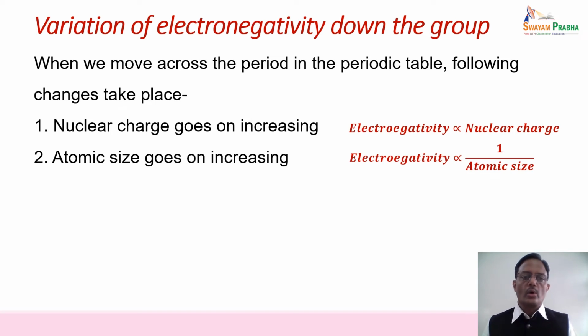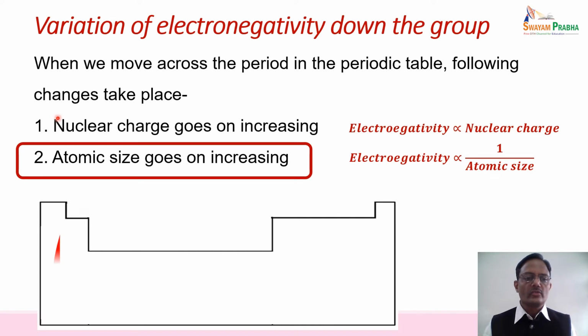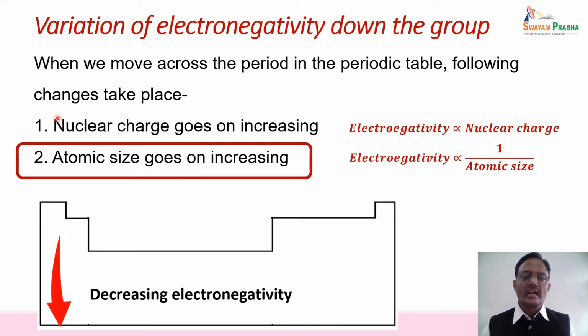It means that these two are contradicting each other down the group. Among them, the stronger one is the increase in the atomic size from first period to seventh period. So when we move down the group, the atomic size increases substantially. As a result, this supersedes the effect of nuclear charge, and when we move down the group, there is a decrease in the electronegativity due to increase in the atomic size. In short, electronegativity goes on decreasing down the group.